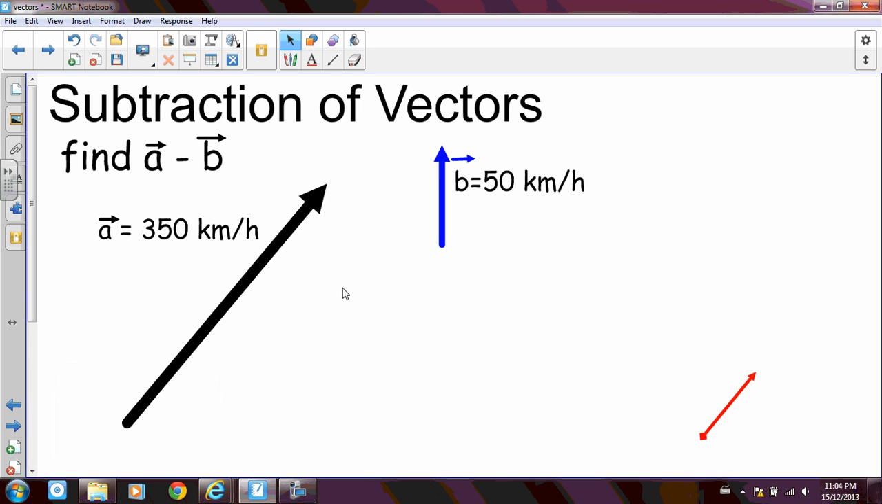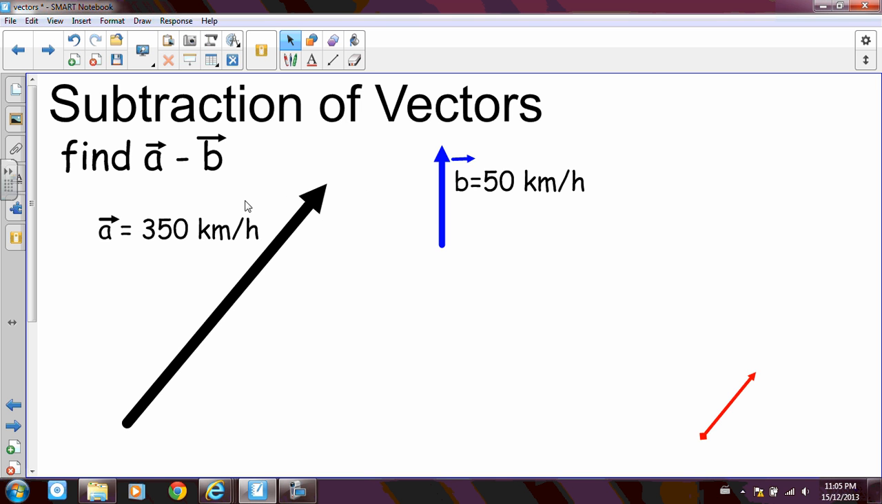Okay, so a quick little note on subtracting vectors. Here the question says simply find vector A minus vector B. So here's my vector A, here's my vector B, using the same examples from before.